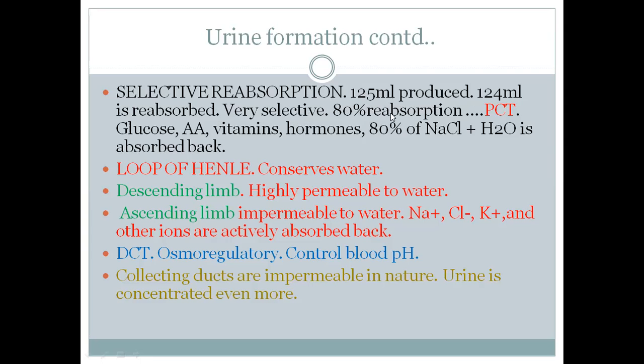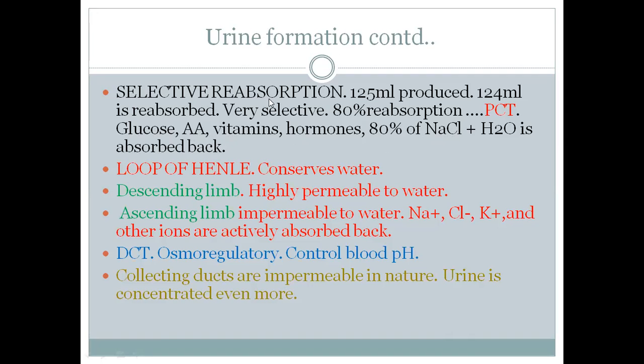Very selective. 80% of this reabsorption, this 124 ml, takes place at the proximal convoluted tubules. In that region, what is going to be reabsorbed? Mainly glucose, amino acids, vitamins, hormones, 80% of sodium chloride and water are reabsorbed back. Now, these are all vital chemicals and nutrients. Why vital? Because they are very, very important to run the mechanism of the body, to run the metabolism of the body.